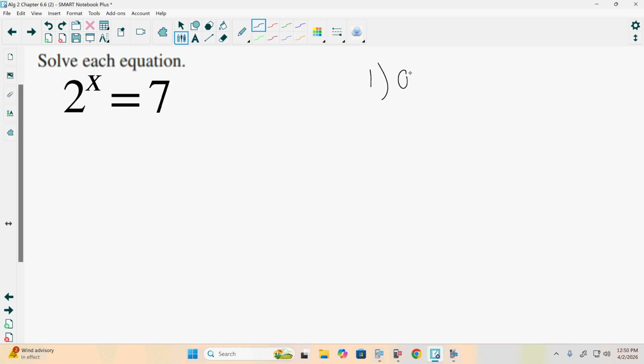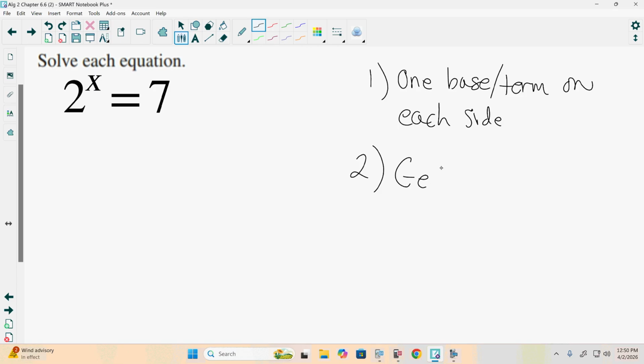bit differently. We want to get one base or term on each side. With bases, we want one base, the variable with the base, on one side, all of our numbers on the other. So 2 to the x equals 7 meets this condition. We got 2 to the x on one side, we got 7 on the other. We do not want them on the same side. Now the second step, I'm just going to call get variable out.